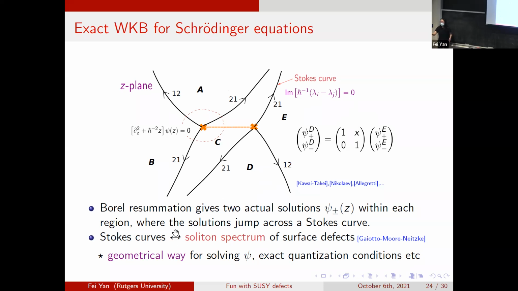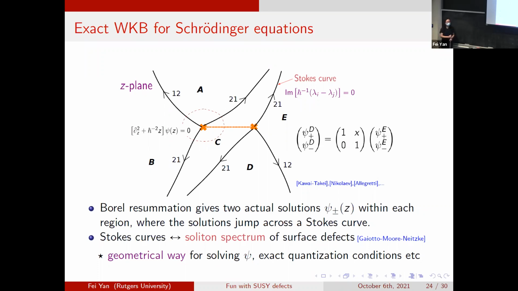And how did surface defects enter the story? You could forget about surface defects or forget about SUSY. Just interpret this as a mathematical geometric trick for you to do this WKB analysis for the Schrödinger equation. But if you would like to ask how you draw the Stokes curves, those could be interpreted as being determined by the solitons' BPS spectrum of surface defects, which I will not go into detail about. But the bottom line is that this gives you a geometric way to solve for the wave function of the Schrödinger equation and to formulate exact quantization conditions, etc. And that has a much broader application than SUSY or defects themselves.